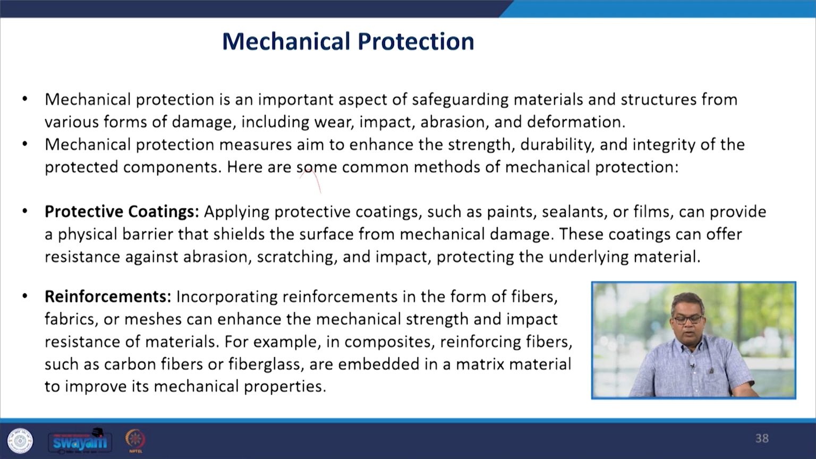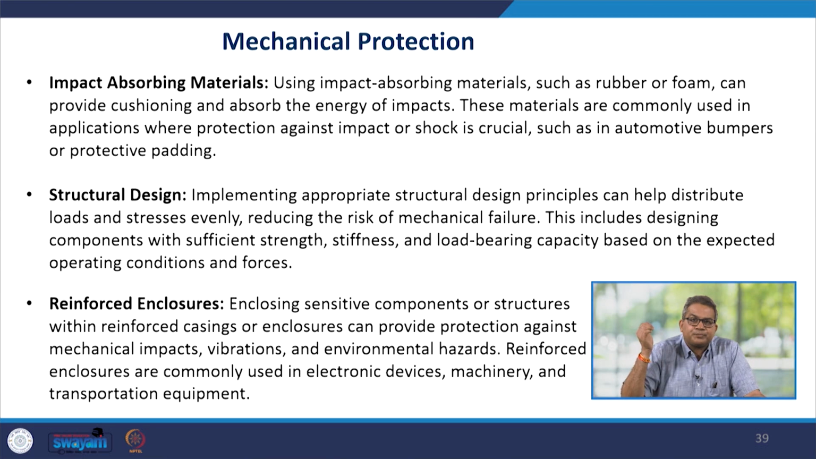Now, some of the common methods for mechanical protection are given, like protective coating: applying a protective coating like paint, sealant or a film can provide a physical barrier that shields the surface from mechanical damage. Then reinforcement: the incorporation of reinforcement in the form of fibers, fabrics, or meshes can enhance the mechanical strength and impact resistance of the material.